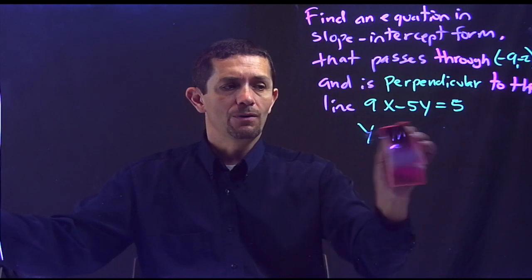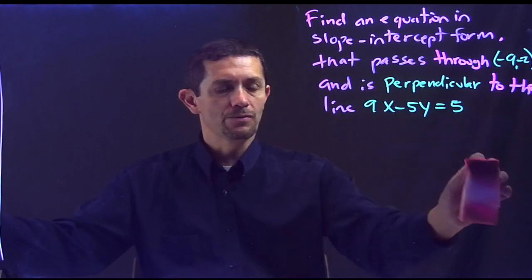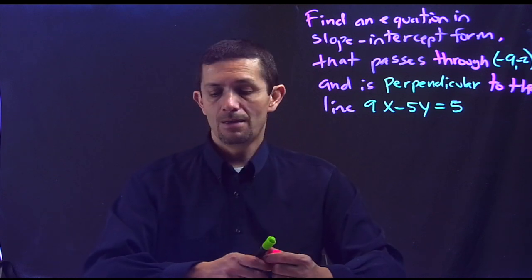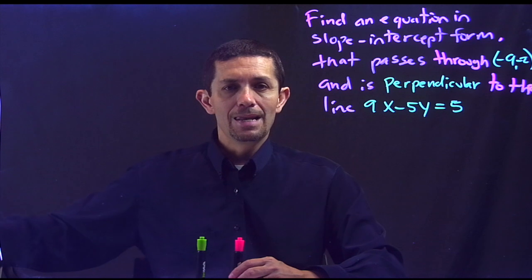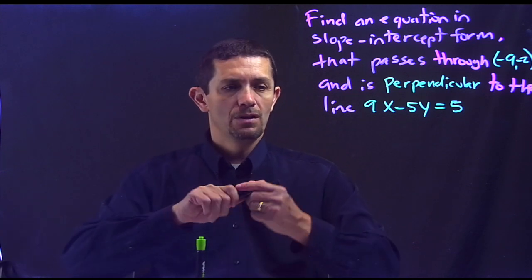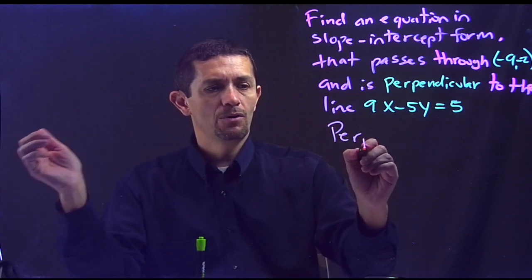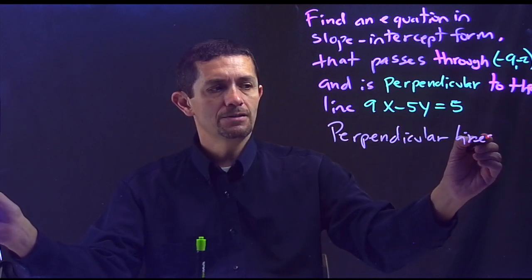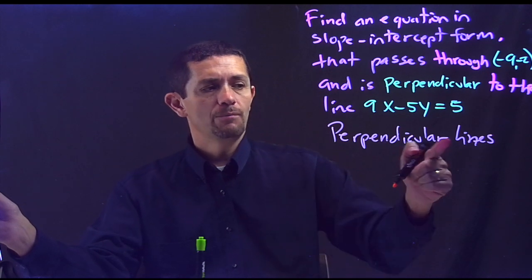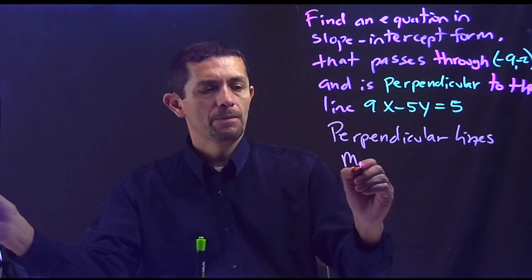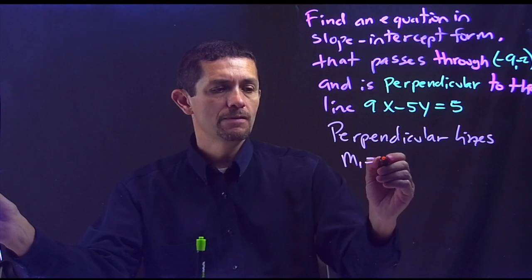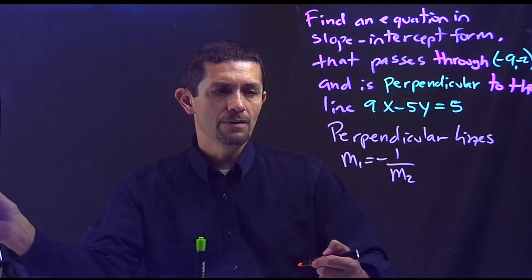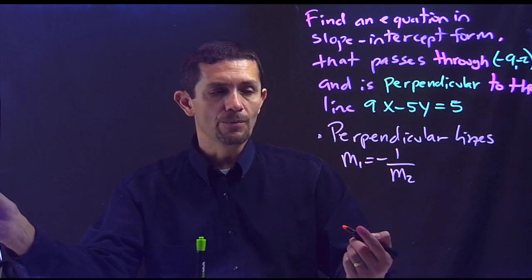So what's happening? When two lines are perpendicular, their slopes are negative reciprocals of each other. So for perpendicular lines, and this is the important part, the slope of the first line is the negative reciprocal of the slope of the second one. Okay? So this is what I need to know.